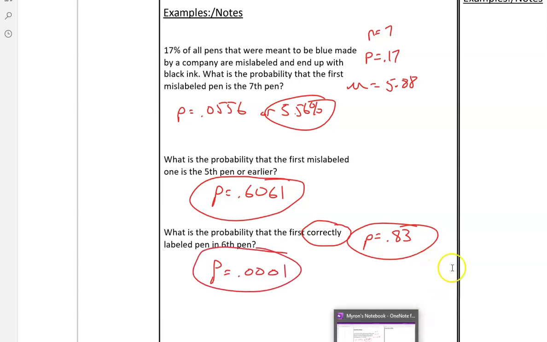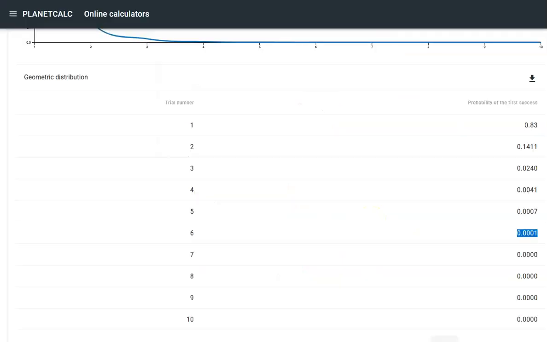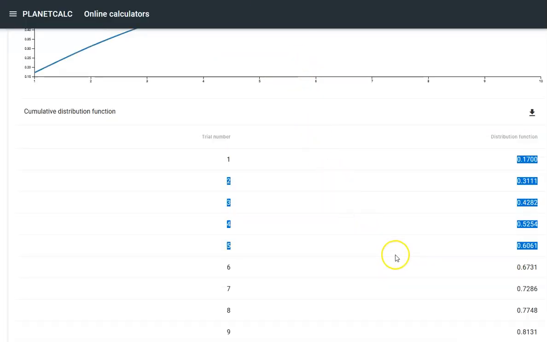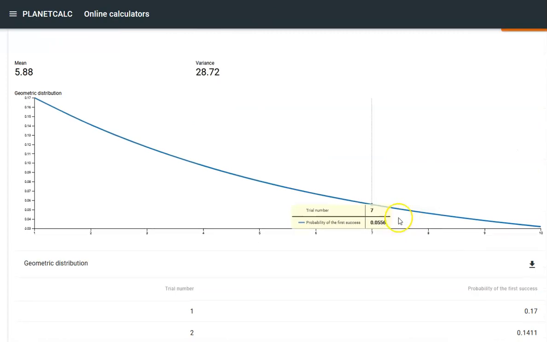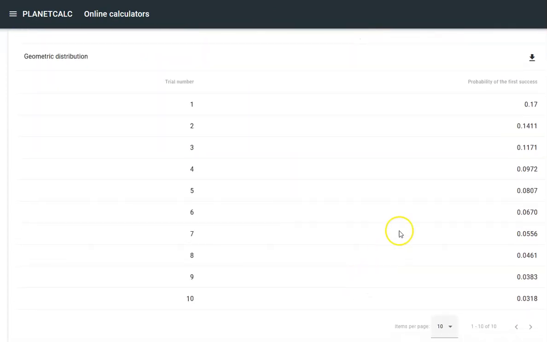Another thing they could possibly ask is, what's the probability it's the 5th or the 6th pen? For a problem like that, we would go up to the geometric distribution here. For 5th or 6th, you would just add those two together: 0.0807 plus 0.0670. Whatever they ask, if they do an OR statement like that, you just add the probabilities together, because an OR statement means you add the probabilities.